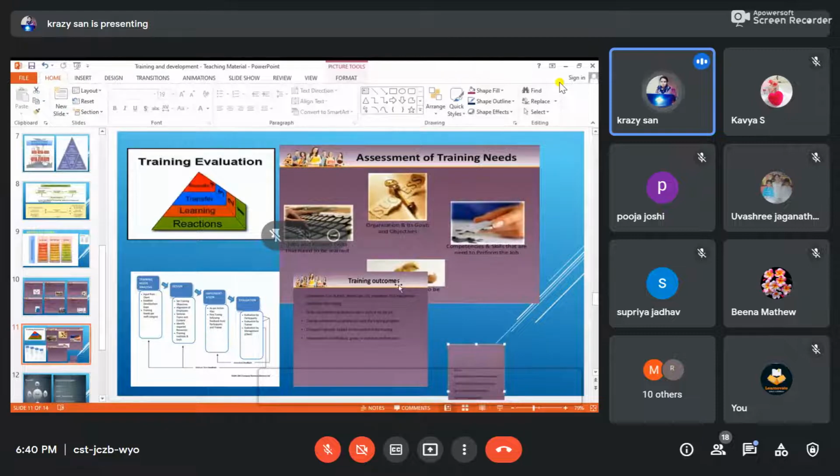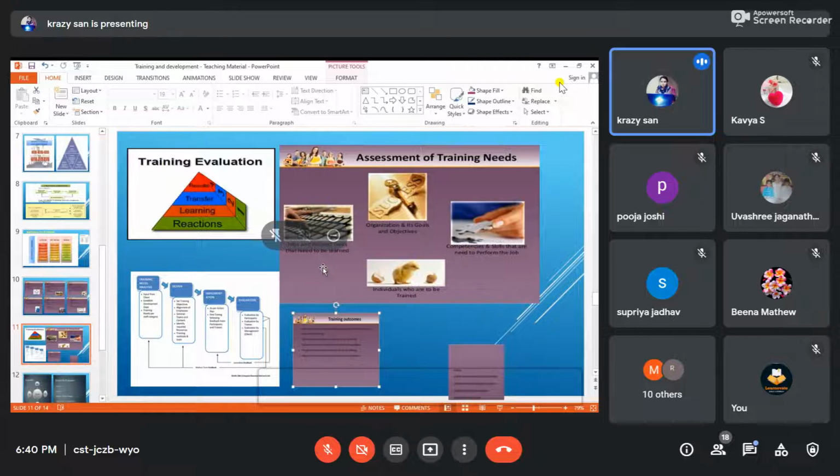So what are they? Job and related tasks that need to be learned. Over there, the assessment is done by the organization. The HR manager does it on behalf of the organization and its goals and objectives.